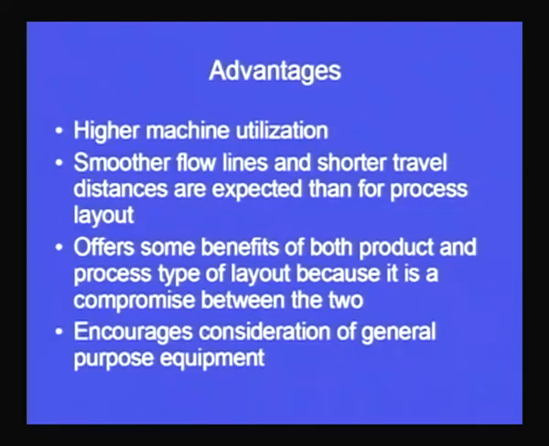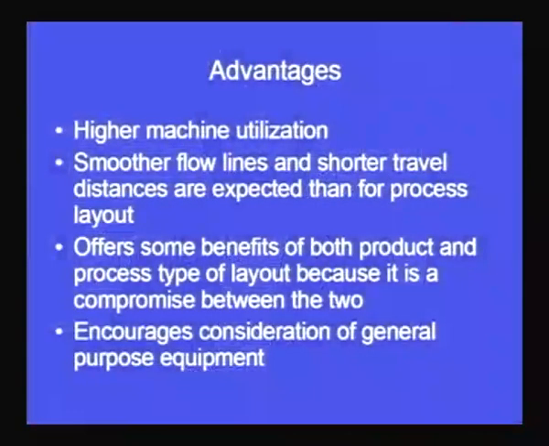Similarly, smoother flow lines and shorter travel distances are expected than for process type of layout. This advantage is in comparison to the process type of layout. So, smoother flow lines would be there, and the travel distances would also be minimized. The work in process material would be minimum, meaning the traveling distance would be minimum, not the material. I said the material would be minimum, but it is not the material that is minimum, it is the distance that the material has to travel that would be minimum.